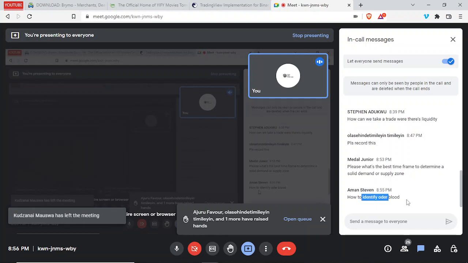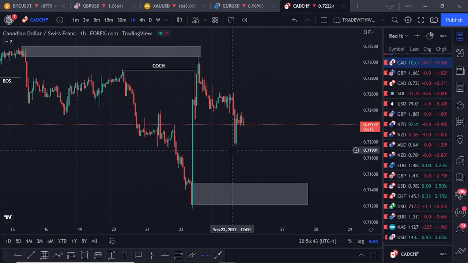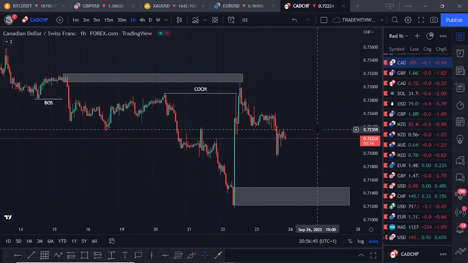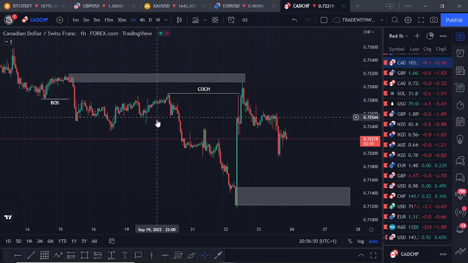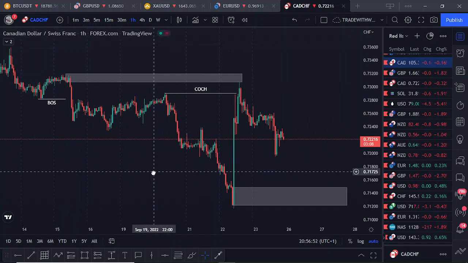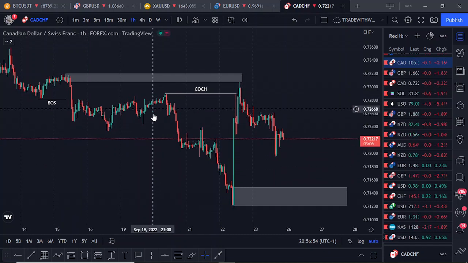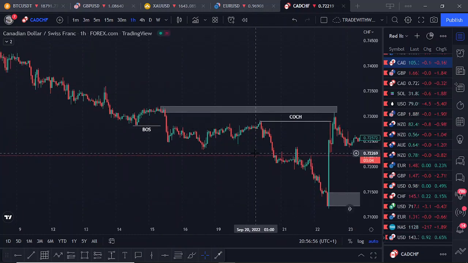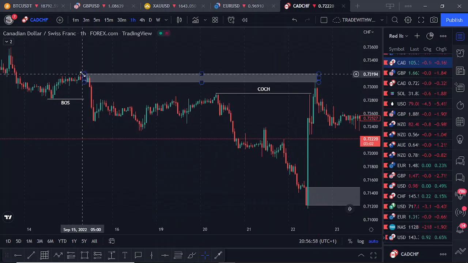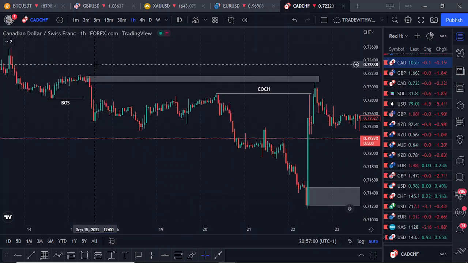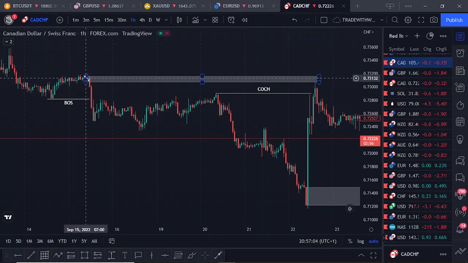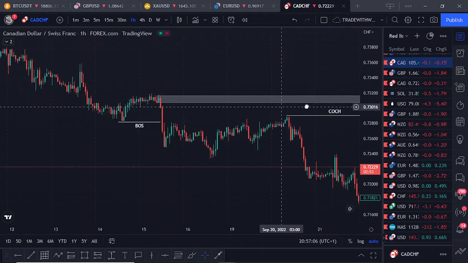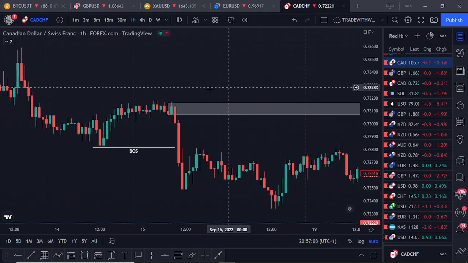Then someone says, how to identify order block. Now, some people say order block, demand and supply, and so on. Now, order block is a little bit more complicated than demand and supply. That is one. Then two, supply and demand is easy to understand. Okay, now you can see we have just this break of structure, and then we've taken that as our supply zone and the like. Though sometimes you can say this is an order block.